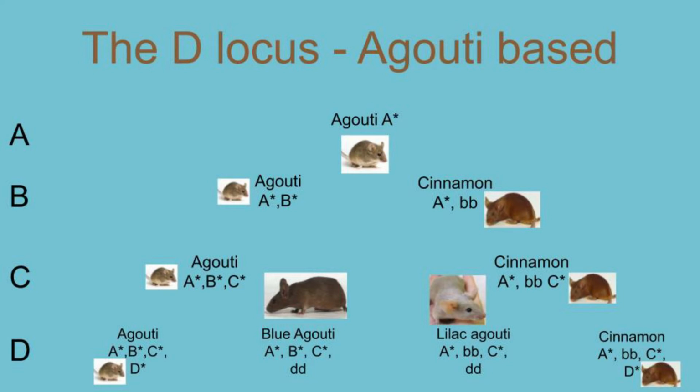If we then move on to our next locus, that's going to be our D gene, and this is for the blue dilution. If our dominant agouti, so dominant A, dominant B, dominant C, receives a dominant D, it remains an agouti mouse. If, however, it receives two of the recessive d, then it would become a blue agouti. If our dominant A recessive b cinnamon mouse receives a dominant D, then that would remain cinnamon. If it receives two recessive d's, it would become a lilac agouti.